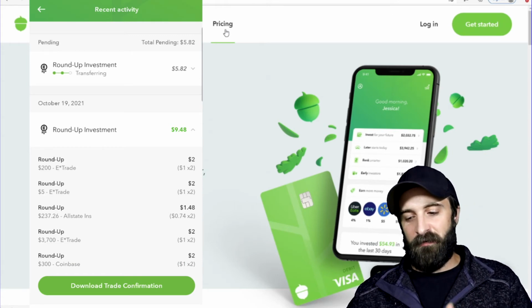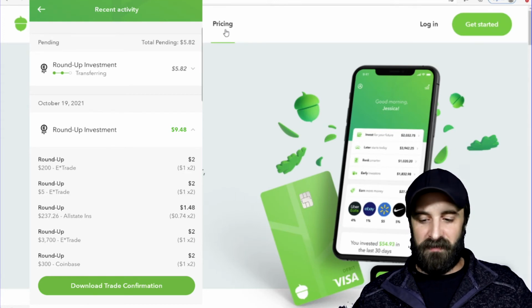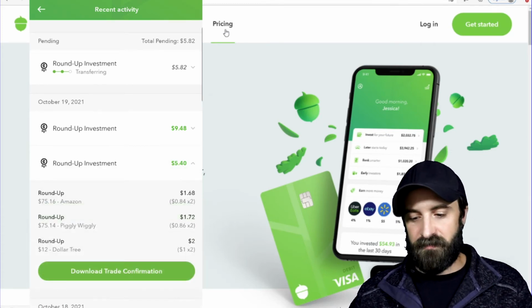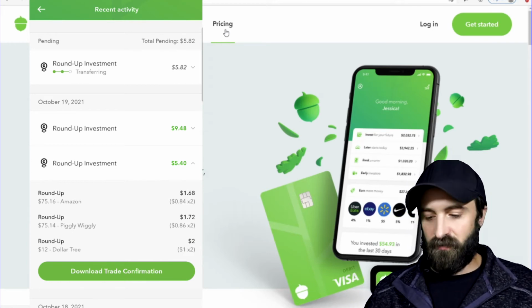So I have regular deposits also going into my E-Trade account, and then I also transfer money into Coinbase. So what I think is funny about this, it will actually round up and invest money when I'm depositing money into the other investment accounts. So that's kind of a double whammy, so I think that's kind of funny. And then this other one on the 19th, $5 from Amazon, Piggly Wiggly, and Dollar Tree. So just random shopping anytime that we go out and do something.